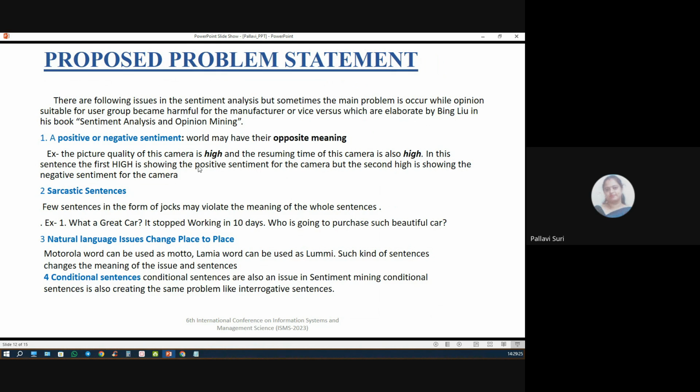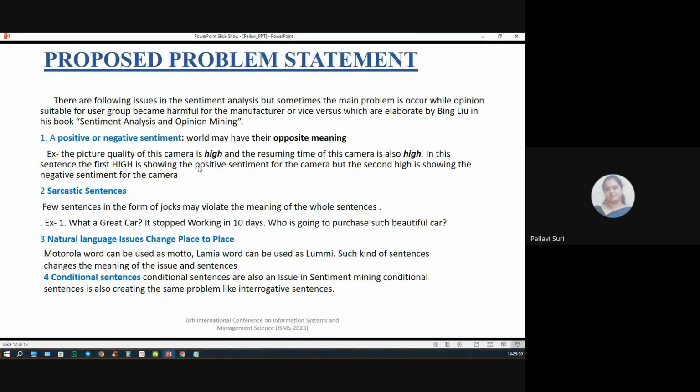In the sarcastic sentiments, there is a case where sometimes a few sentences in form of jokes may violate the meaning of the whole sentence. What a great car! It stopped working in 10 days. Who is going to purchase this beautiful car? Here, words like beautiful, great are used, showing a positive aspect, but here it is a negative aspect.